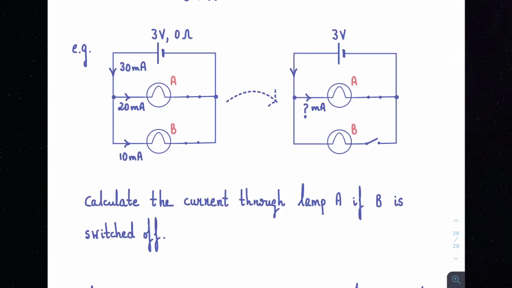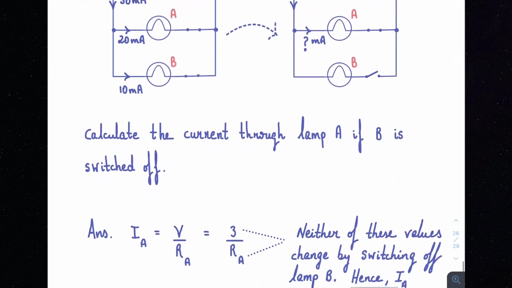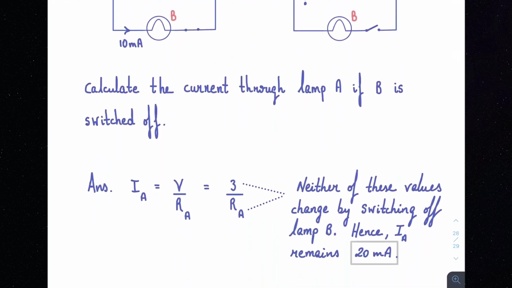The reason is that the current through A only depends on the voltage across it, which was 3 volts here and has remained 3 volts here, and its resistance, which obviously didn't change just by flipping the switch of bulb B. And this is what I'm showing here. So the current through A, I, is V on R. V is 3 volts, the voltage across it, and this is the resistance of A. We don't know it, but whatever it is, this hasn't changed. So here I'm saying that neither of these values change by switching off or on lamp B. So the current remains the same, 20 milliamps.